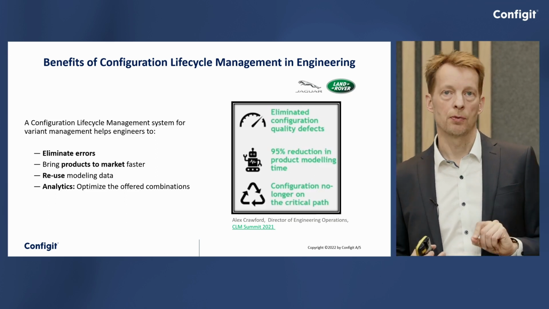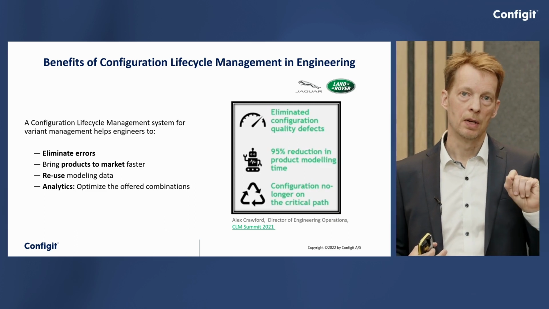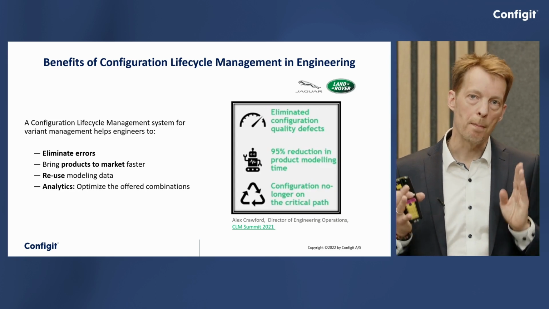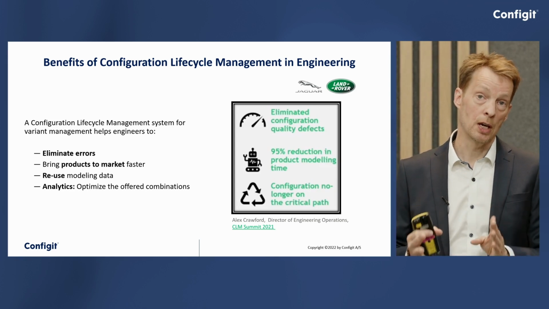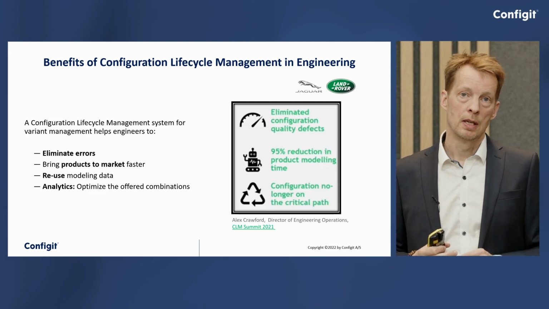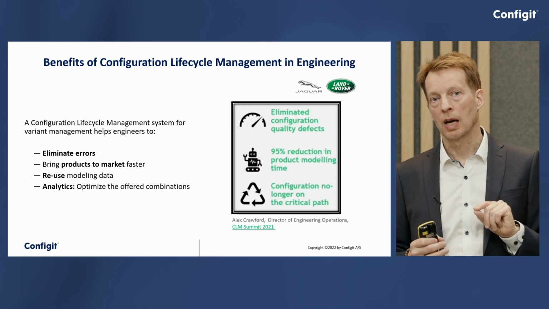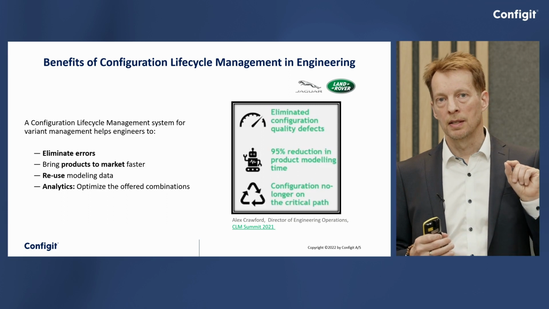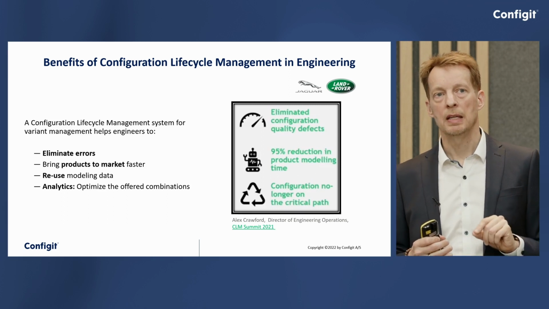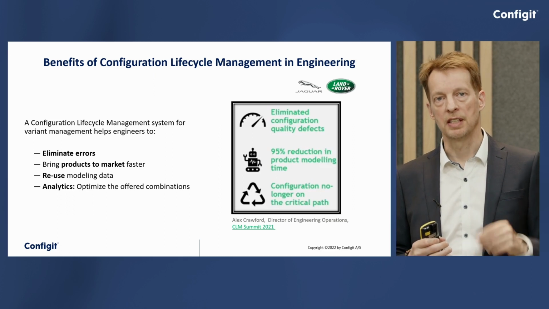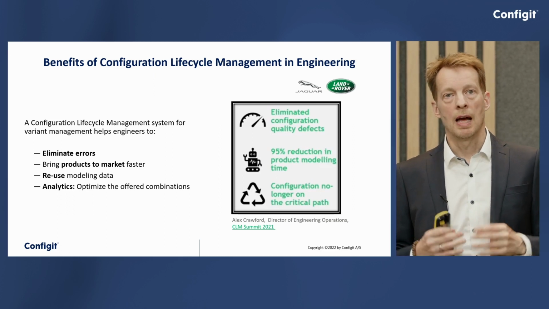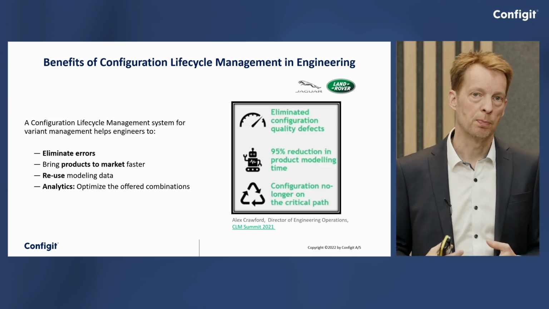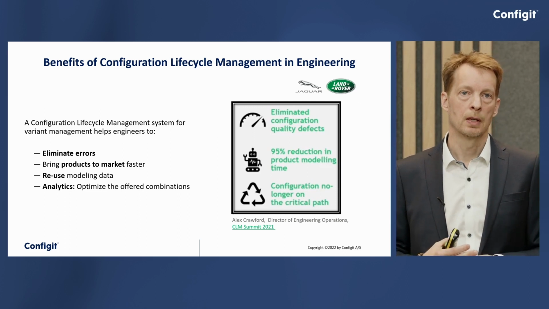They have eliminated configuration quality defects. They have a 95% reduction in the product modeling time. That is a dramatic reduction in the amount of time they spent creating these product models. And that has meant that they no longer have that modeling on the critical path. Beforehand, this was really what limited how many different vehicle models, vehicle lines they could bring to the market. So having a tool that completely eliminates that from the critical path is what allows them to bring more products to market faster.